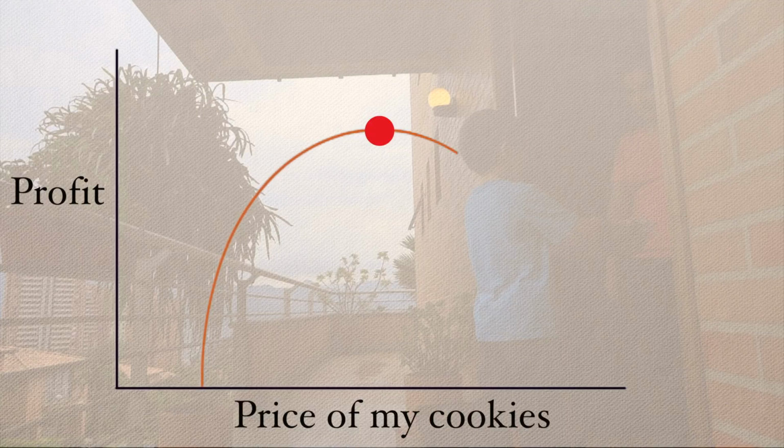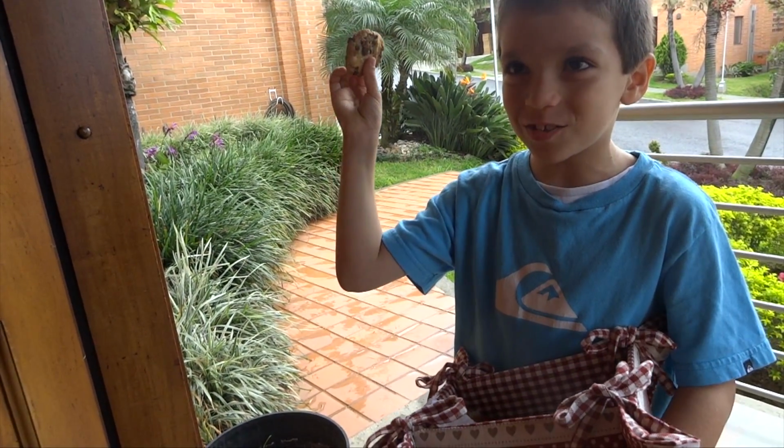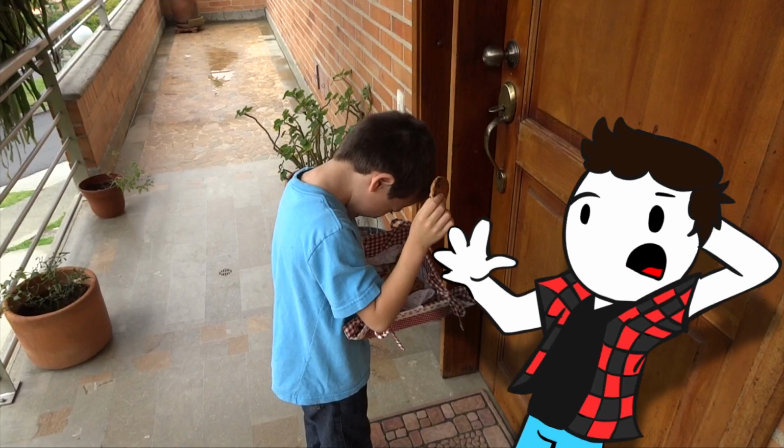If your cookies are too expensive, you might not sell that much. If you sell your cookie for $1 million, no one will buy from you and you will not make any money. But how do you know where these biggest and smallest values are on a graph?